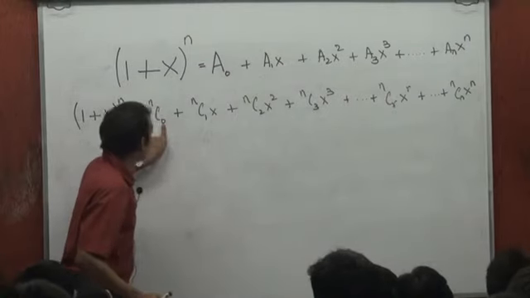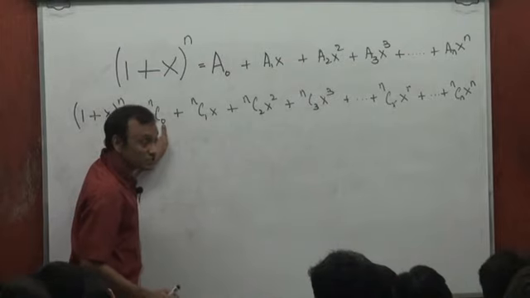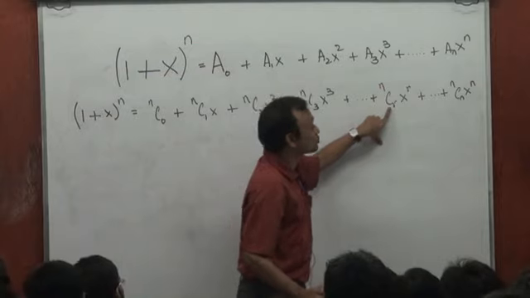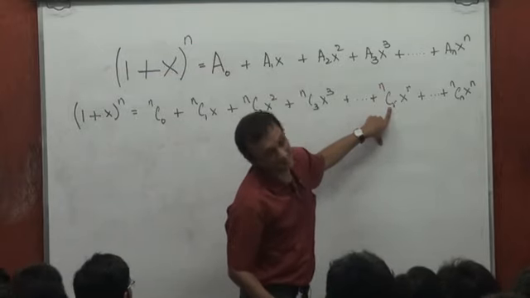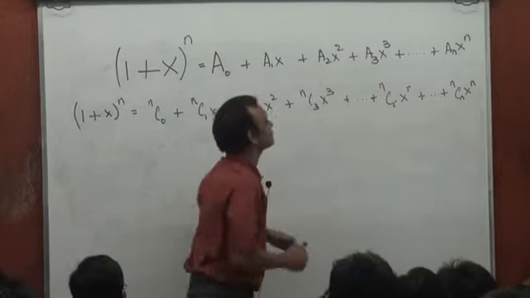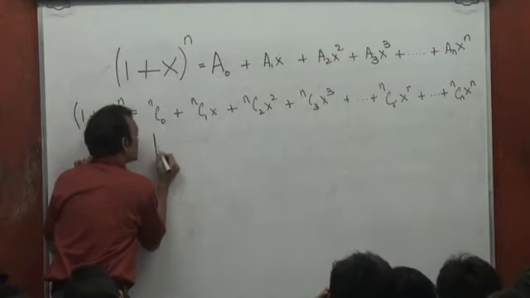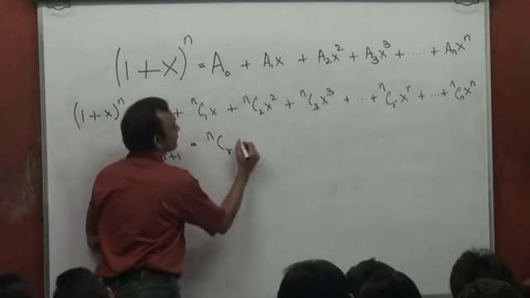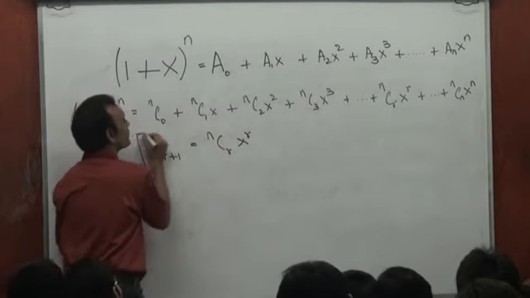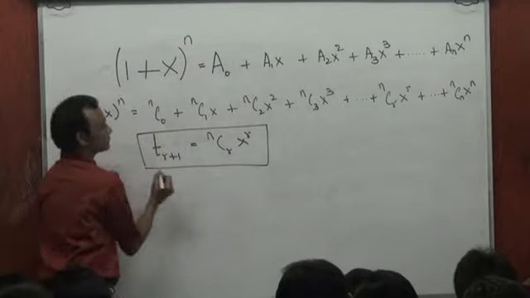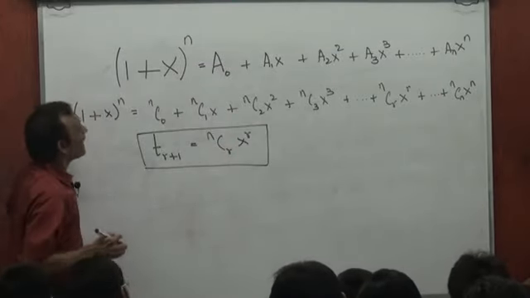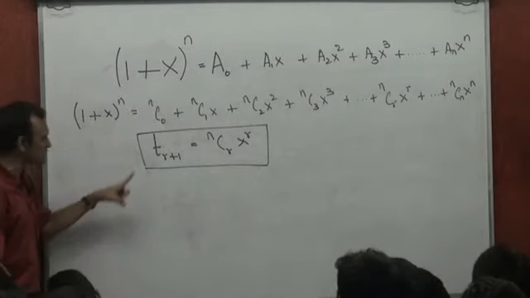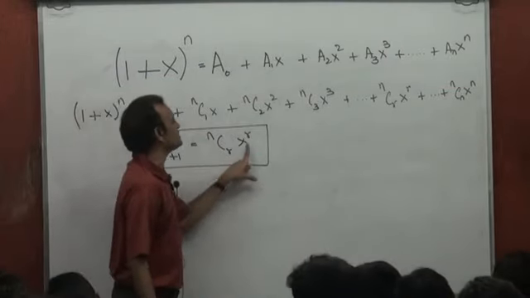Yes or no? See, when you have nC0, this will become the second term, this will be the third term. So this then would be the (r plus 1)th term of this expansion. So the (r plus 1)th term is given by nCr x power r. That's the (r plus 1)th term. When I expand in ascending powers of x, the (r plus 1)th term is nCr x power r.